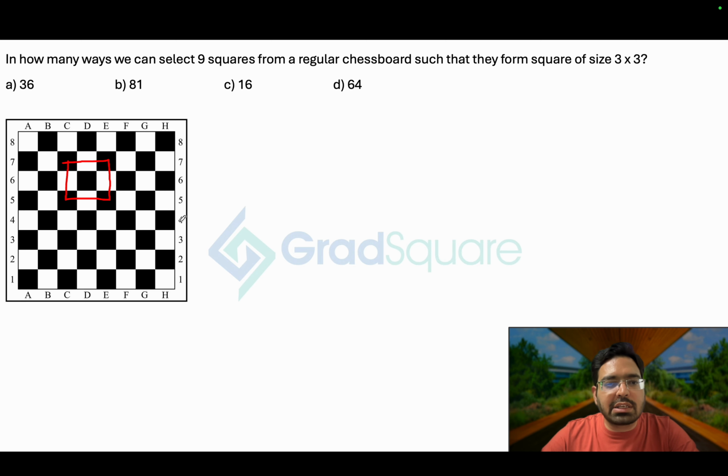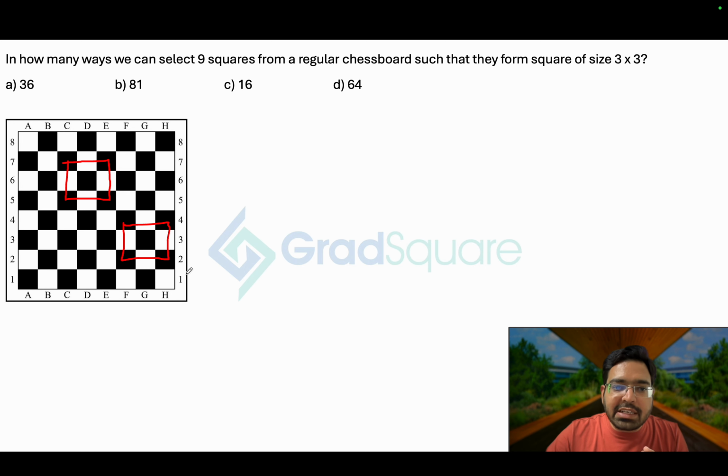This is a 3 cross 3 square. This is again a 3 cross 3 square. So we need to understand what we exactly need to draw a 3 cross 3 square. If you look at this, your chessboard has 8 rows and 8 columns. If you want to make a 3 cross 3 square, you need 3 consecutive rows and 3 consecutive columns. If you are able to understand this, that will really help you solve this question. So we need 3 consecutive rows and 3 consecutive columns.